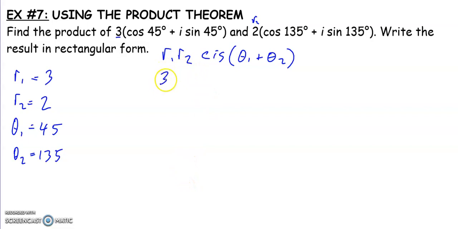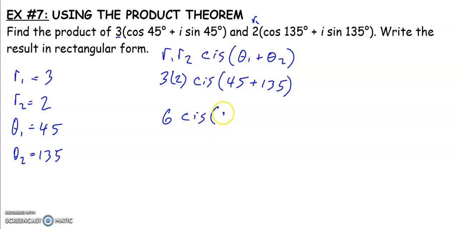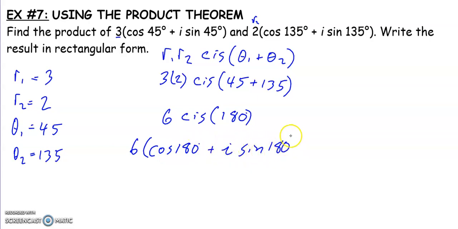So when we do these values, I am going to do 3 times 2 times cis of 45 plus 135. So that's going to be 6 cis of 180 degrees. So if we spread this out, so we write it with the cosine and the sine, I'm going to have 6 times cosine of 180 plus i sine of 180.